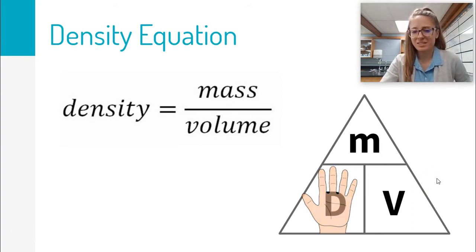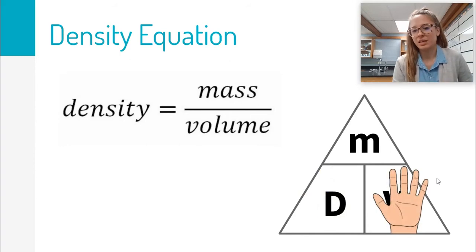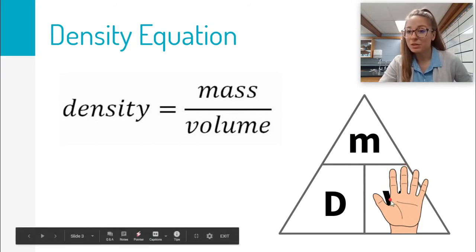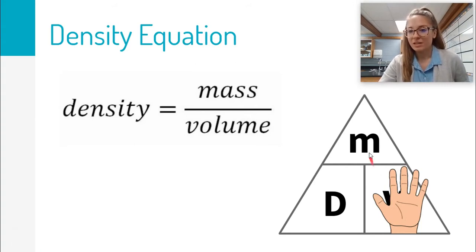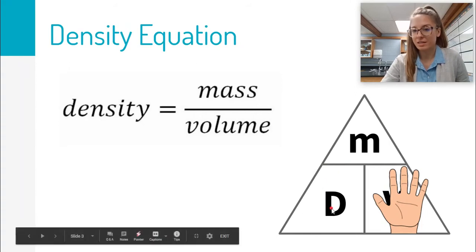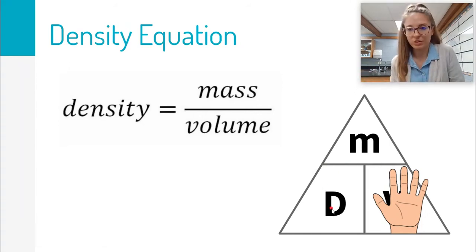Now let's say instead that you are being asked to calculate the volume of something and you were given the mass and the density of it. You would cover up the V with your hand because that's your unknown variable. Whatever's left tells you the equation. Mass divided by density will give you the volume.